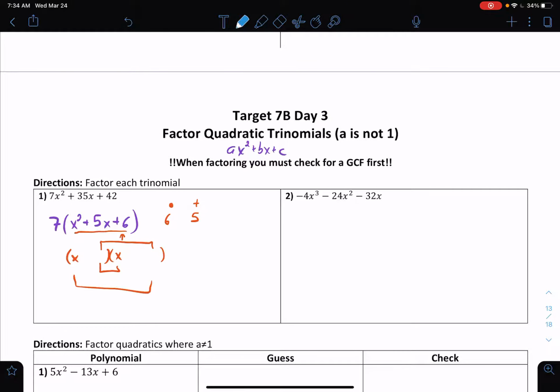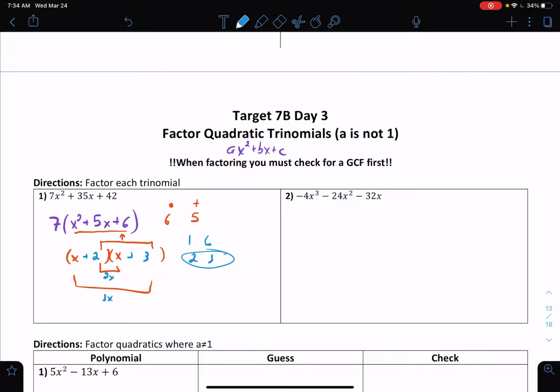So we can check these. We've got 1 and 6 and 2 and 3. Which one of these factor combinations multiply to give me 6 and add to give me 5? 2 and 3. So this is going to be x plus 2 and x plus 3. All right, the inners are 2x, the outers are 3x. So 2x plus 3x is 5x, and 2 times 3 is 6. x times x is x squared.